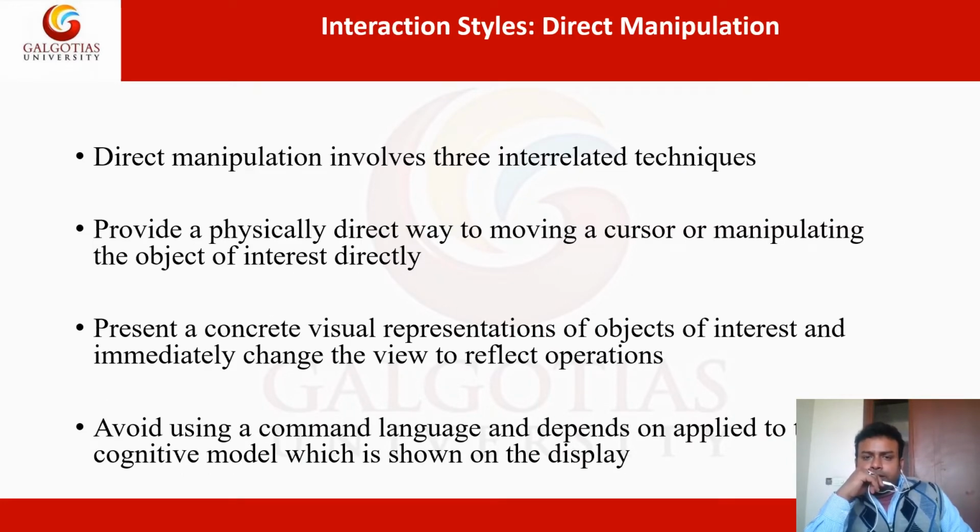Direct manipulation involves 3 interrelated techniques. It provides a physically direct way of moving a cursor or manipulating the object of interest directly. It presents a concrete visual representation of the object of interest, and immediate change of view will be reflected, and it will avoid the command line language.